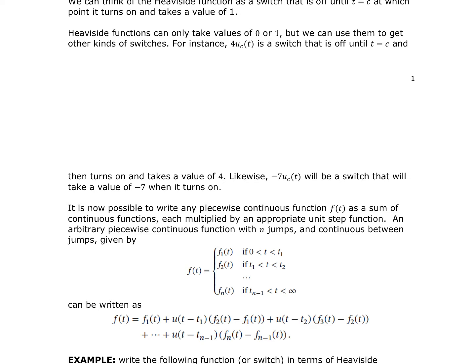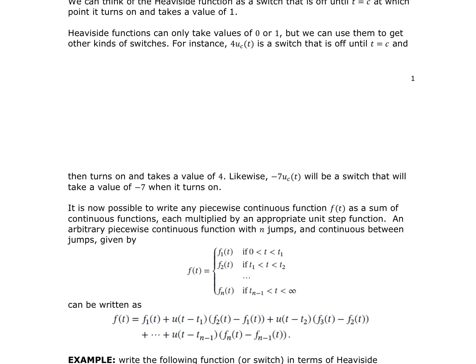So now we can write a piecewise continuous function as the sum of continuous functions, each multiplied by the appropriate unit step function, and an arbitrary piecewise continuous function with n jumps and continuous between the jumps can be defined like this. So f of t is equal to f sub 1 of t if we are from 0 to some t sub 1, f sub 2 of t if it's from t sub 1 to t sub 2, and so on.